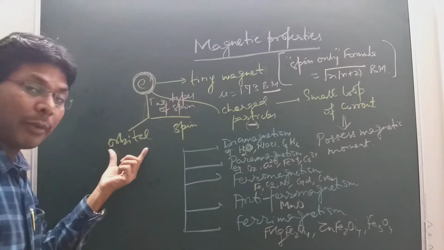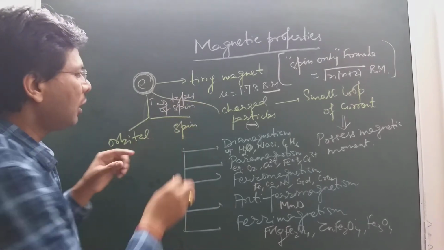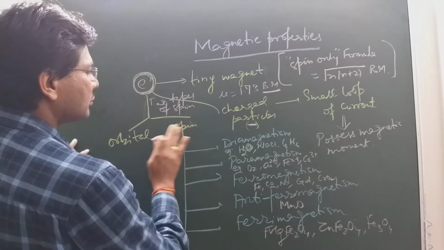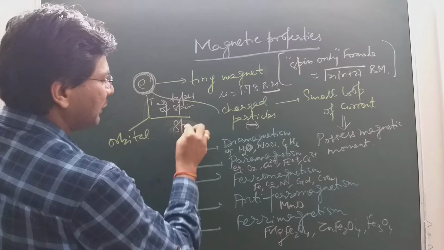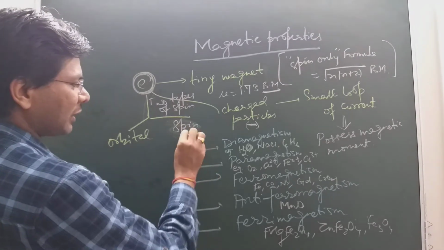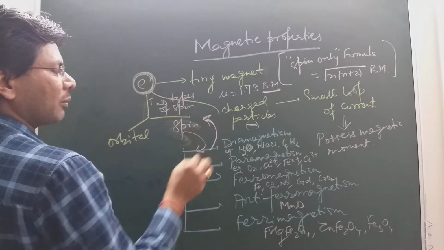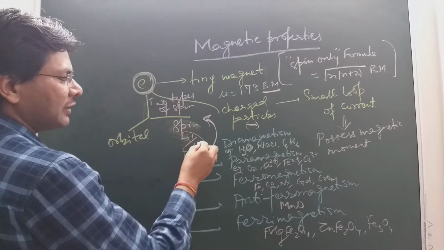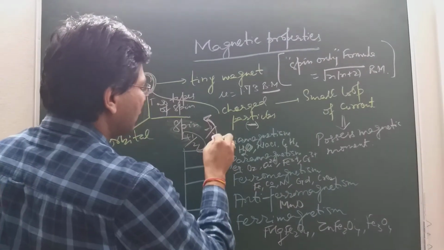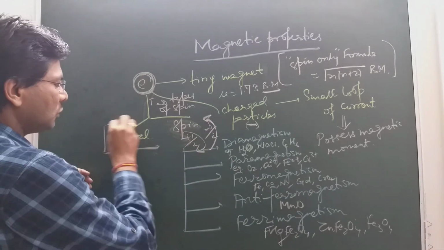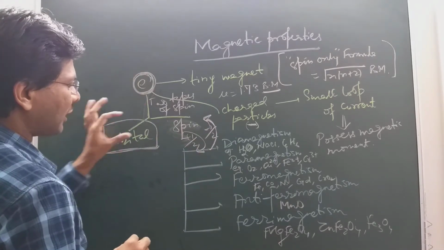One is called the orbital motion, another is called the spin motion. Spin motion can be clockwise or anti-clockwise. If it is clockwise, then it is plus half, that you have read in atomic structure, spin quantum number, and minus half. So the electron has two types of motion, orbital motion and spin motion.